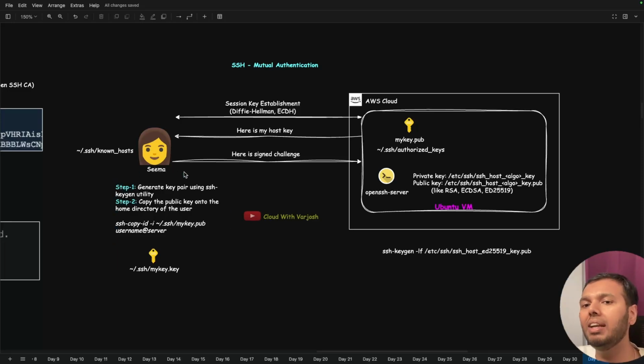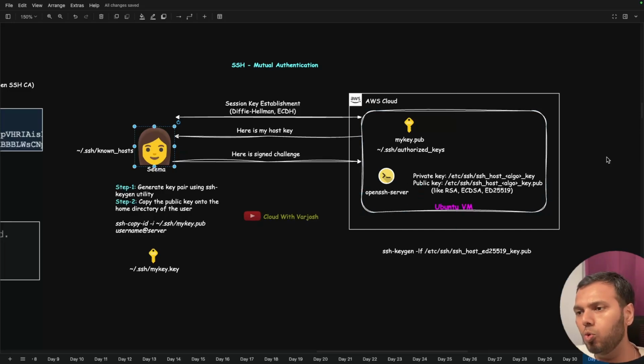Now, any authentication information that flows between Seema and the server is encrypted using the session key generated in this step. We understand that the server must authenticate first and only then the client authenticates. But how can the server authenticate?